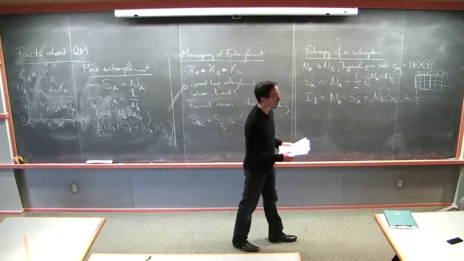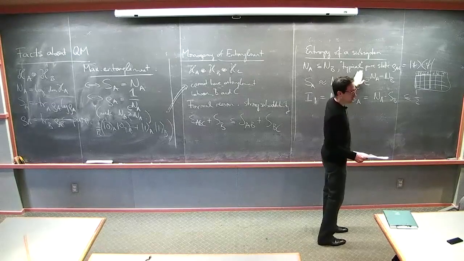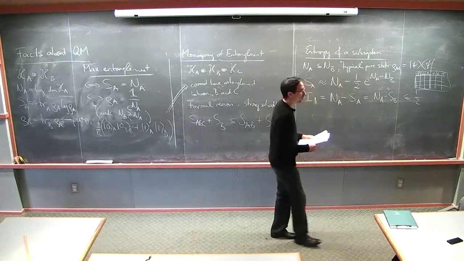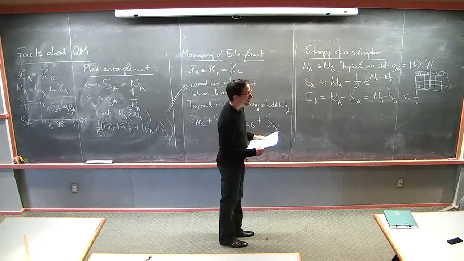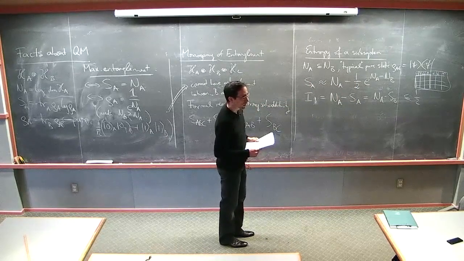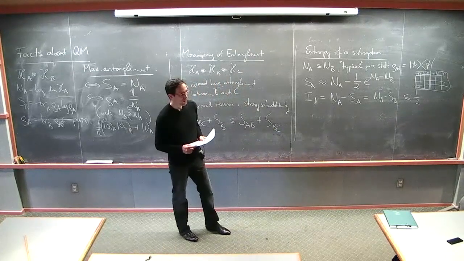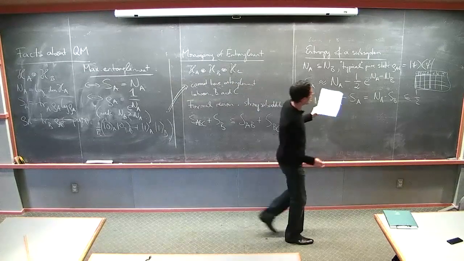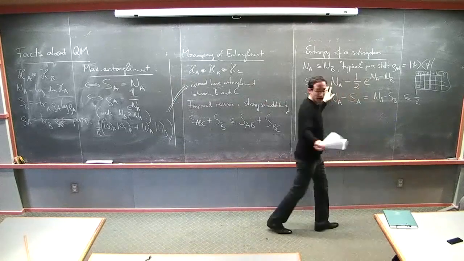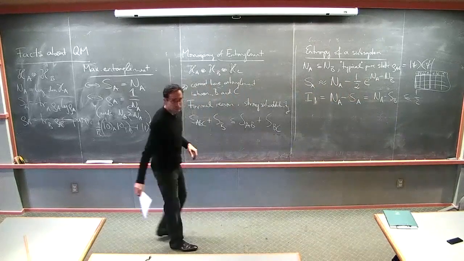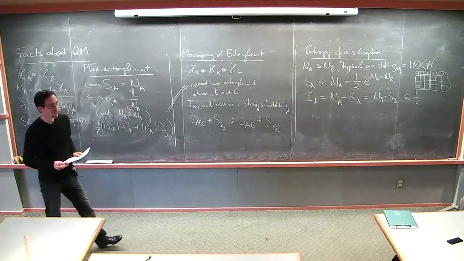So what does typical mean? Haar average. So basically you take an average over what? Over the Hilbert space, or U(N). Haar average is over some group. What is the group associated with the Hilbert space? The space is finite, so you have a finite unitary group acting on it. You average over that.